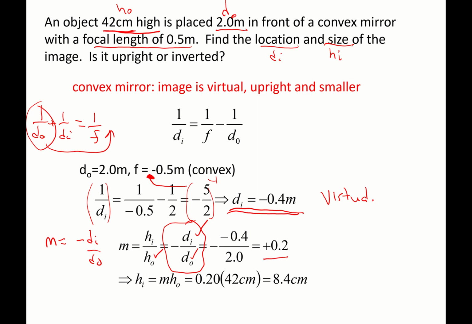So the magnification is positive, tells me that it's upright. The magnification is 0.2, tells me that the image is going to be 20% of the height of the object. So if I use M equals HI over HO, I can rearrange that to give me that the height of the image is the magnification times HO. So it's 0.2 times 42 centimeters, and the image is going to be only 8.4 centimeters tall.